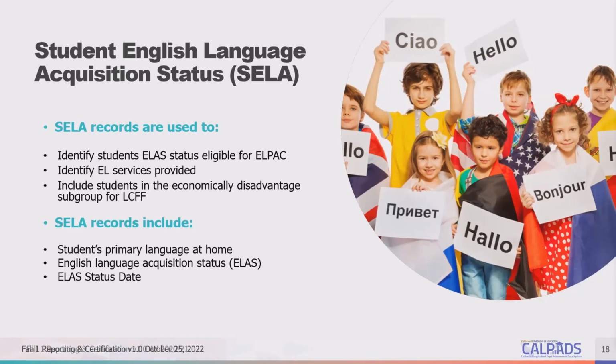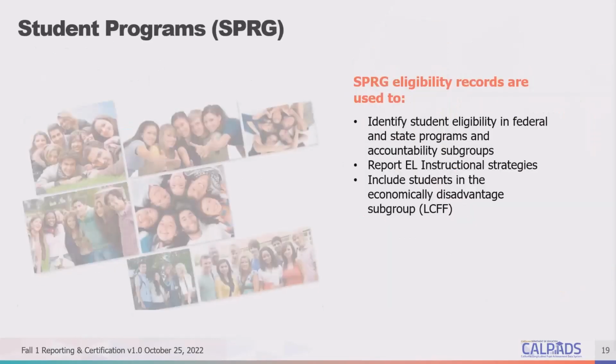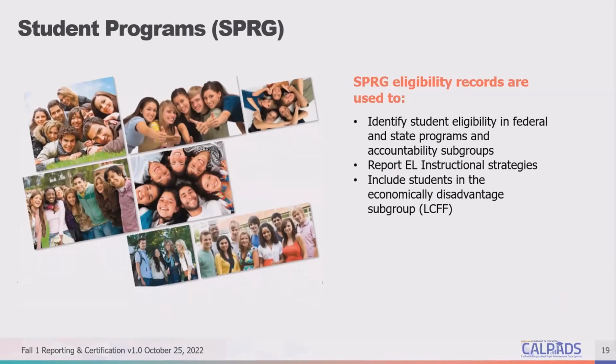It also identifies students eligible for the initial LPAC. Although it comes from LPAC, students are identified for EL services with the EL designation in the SELA, often referred to as the SELA record. And then again, the EL subgroup is one of the groups who qualify for LCFF funding. Within the record, there's a primary language, which is identified through the home language survey, the student's EL status, and then the status date. And then you have programs.